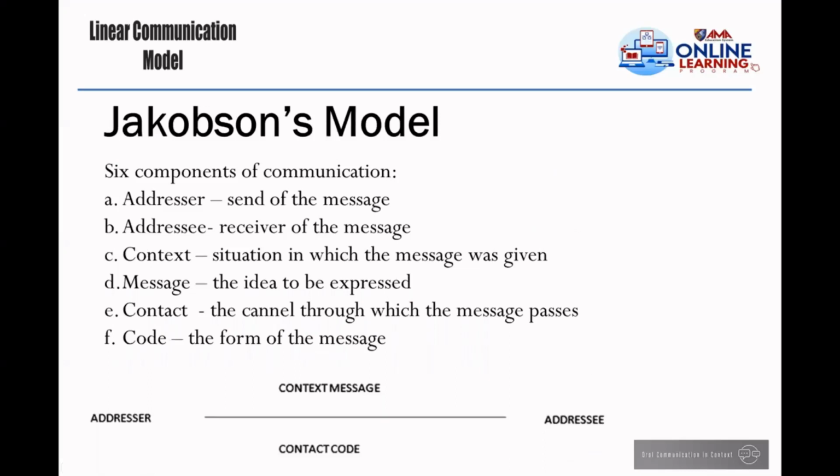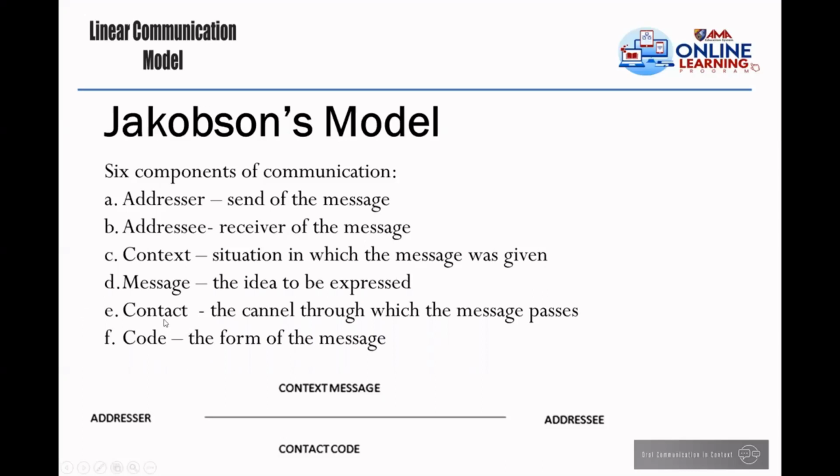Jacobson's model. Jacobson's model has 6 components or 6 elements. First is the addresser, meaning the sender of the message. Addressee is the receiver of the message. Context is the situation in which the message was given. The context or the situation. The message is still the message, the idea to be expressed. And contact and code: the channel through which the message passes, and the form of the message, how the message was formed or constructed.